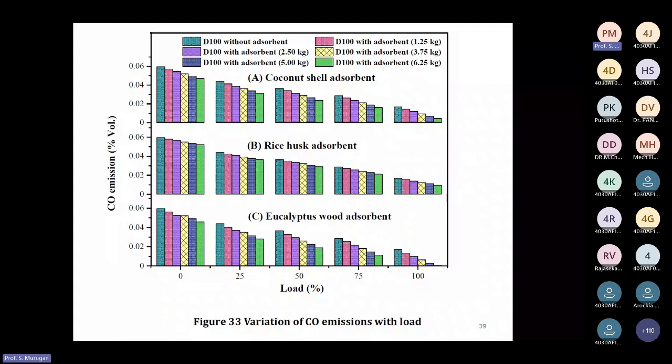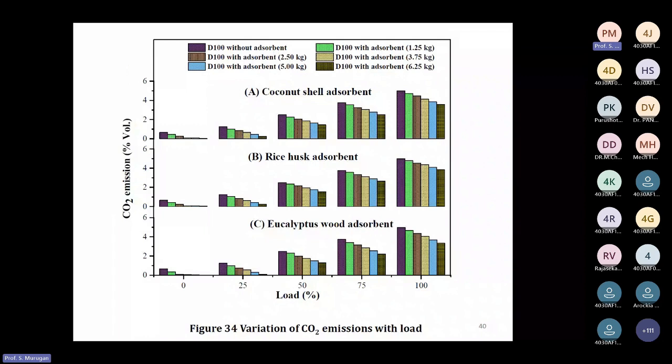Then this is CO2 emission with respect to load for three different absorbents used at a different, of course, packing. That means 1.25 kg actuation. That absorption chamber was packed with 1.25 kg, 2.5 kg, 3.75 kg, 5 kg, and 6.25 kg of activated carbon, was filled in that absorption chamber, and then that was connected to engine exhaust. Then we measured this CO2 emission.